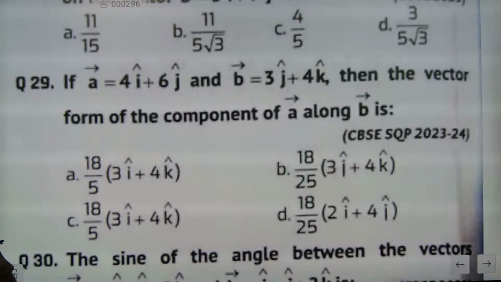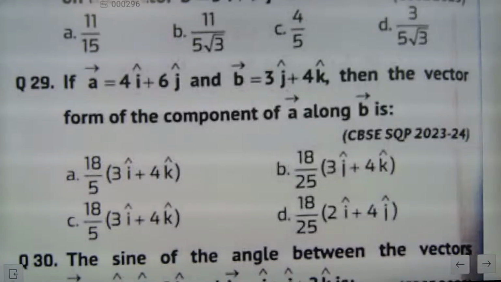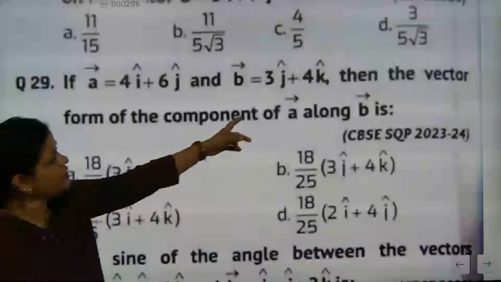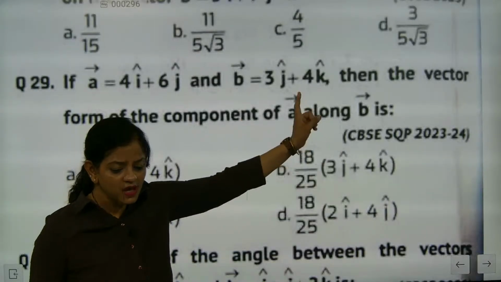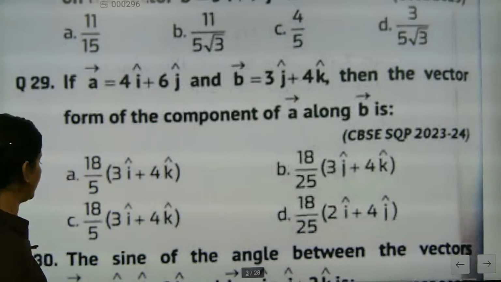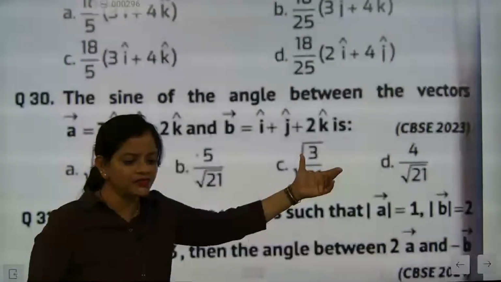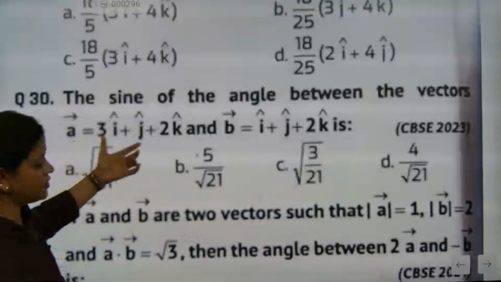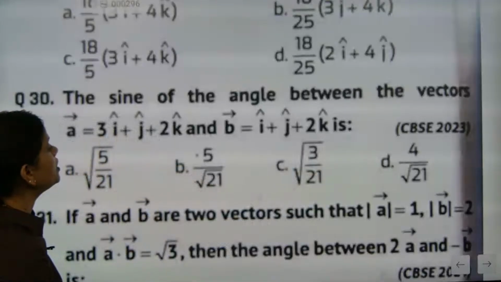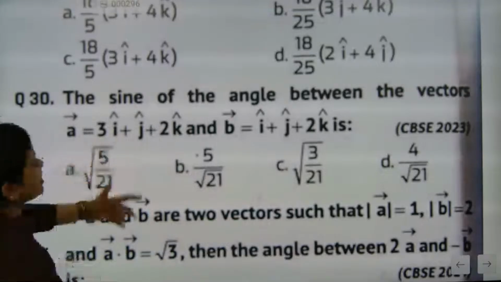Now look at A vector, B vector, then the component of A vector along B vector. That is projection they are asking. When they say component of A vector along B vector, they mean direct projection. Remember this. This is one short question I am telling you. The sine of angle question we solved today morning as a 2 mark question. The same pattern of question they are now converting into MCQs.